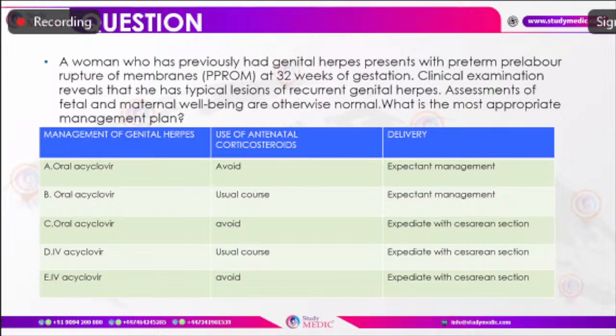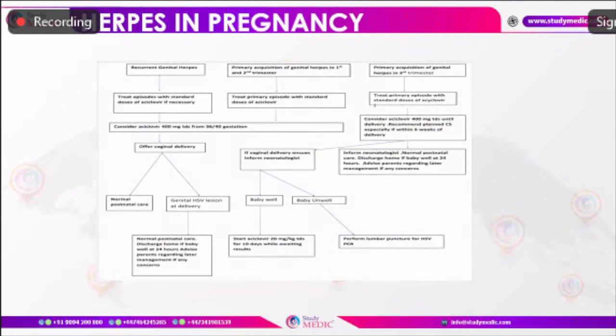First, we need to understand that it is a case of recurrent genital herpes. Secondly, she has presented way before term, at 32 weeks of gestation. So the options here are: are we going to start her on oral acyclovir or IV acyclovir? What is the role of steroids? Are we going to use them or avoid them? Lastly, we have to think about the delivery. Are we going to expedite the cesarean section or offer her expectant management? Let's see what the guidelines have to say, and then we will come back to the discussion.